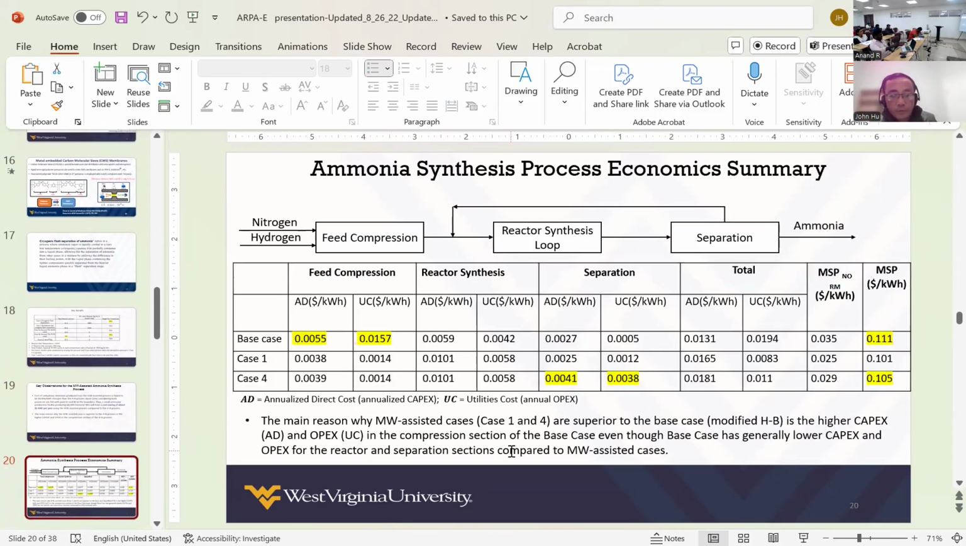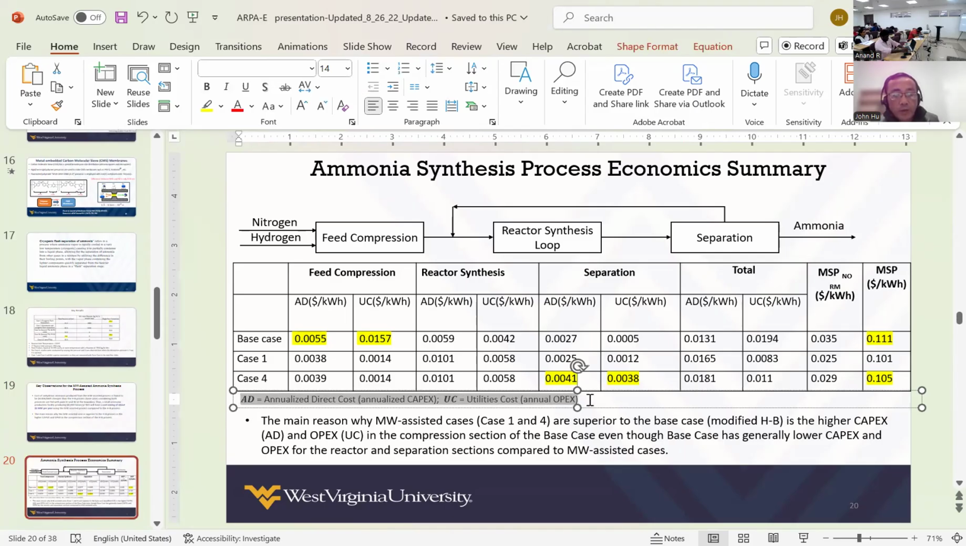So all these assumptions are factored into the TEA. Again, the feed, we also have feed compression. All this is the data. Here's some definition I want you to understand from the techno-economic analysis. ADC means annualized direct cost, or it's called capital. Okay, so I'm going to interpret to you, and UC means the utility cost. In the ammonia synthesis, you have the recycle pump, the compression, and the heating and the cooling. All right, all these are utility costs. It's called OPEX, operating cost.